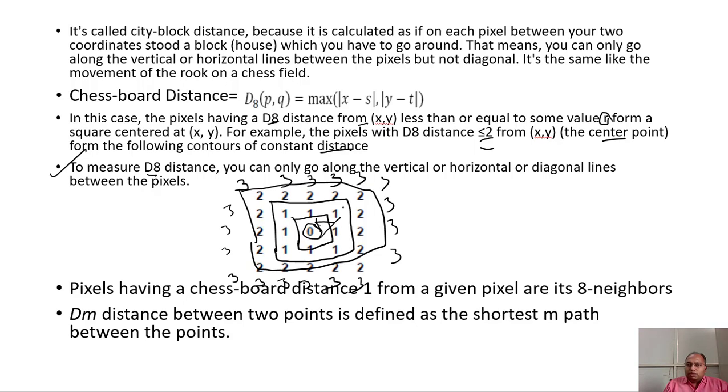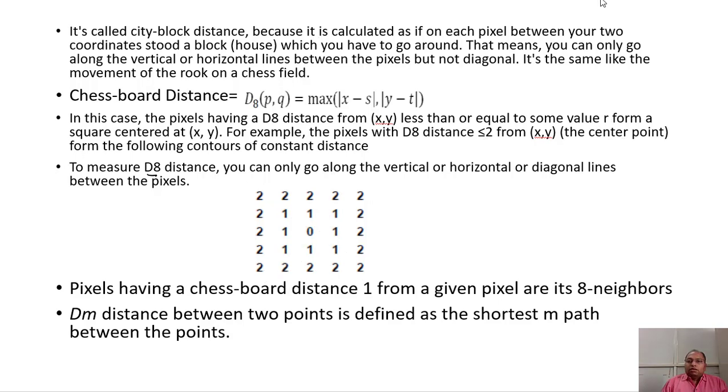So what is the difference between the city block distance and chessboard distance? In city block distance you can go only in a vertical or horizontal manner, but in the case of chessboard distance you can go vertical, horizontal as well as diagonal. There is no restriction on it. Is that fine? So I hope you understood the difference between the city block distance and chessboard distance.